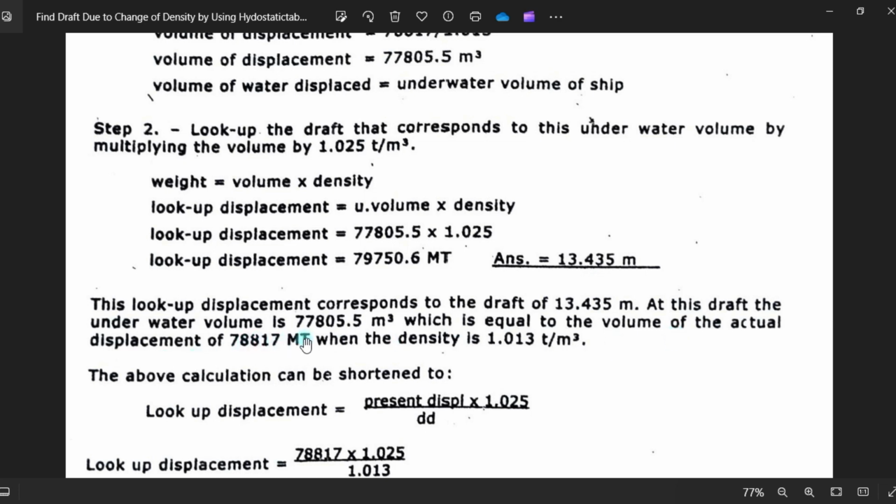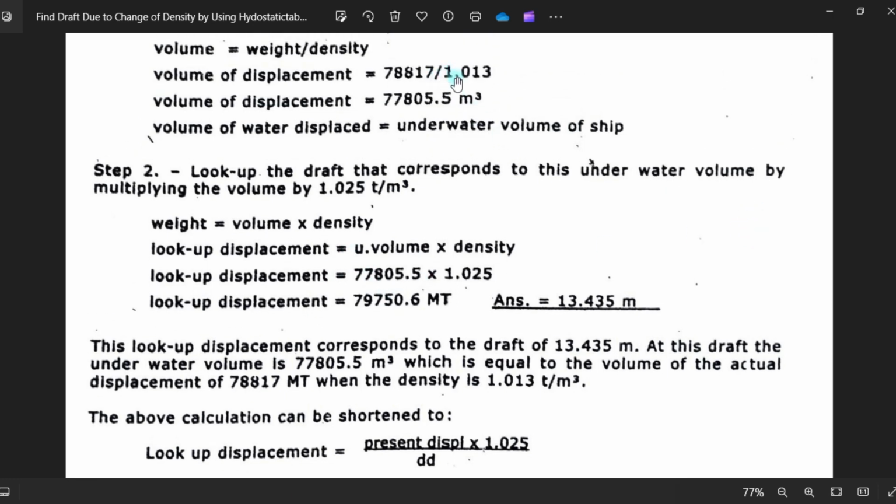At this draft, the underwater volume is 77805.5, which is equal to the volume of the actual displacement of 78817 when the density is 1.013.